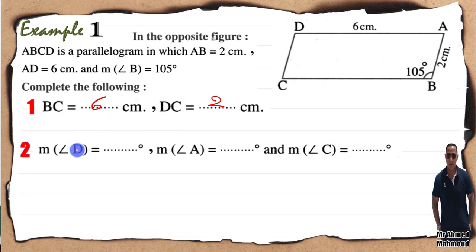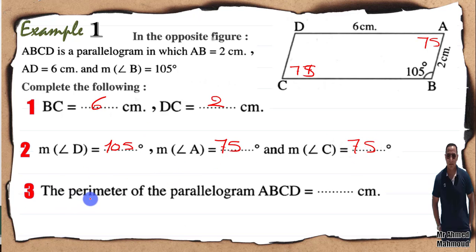Number 2, measure of angle D. Measure of angle D equals measure of angle B equals 105 degrees. Measure of angle A: because angle A plus B equals 180, angle A equals 180 minus 105, which equals 75 degrees. And angle C: angle A equals 75, so angle C also equals 75 degrees. They are opposite angles.